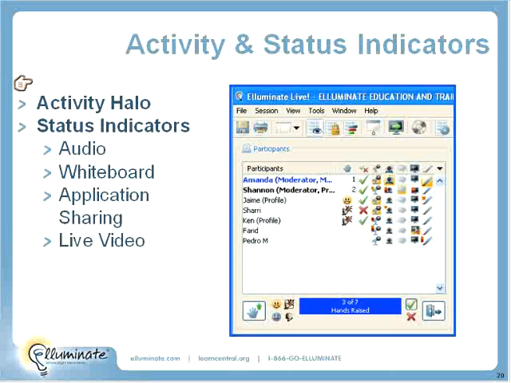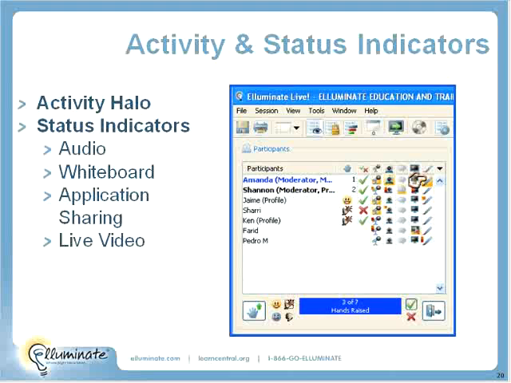Let's talk about the activity and the status indicators. First, the activity halo, and then the status indicators. The activity halo, this is the yellow. This tells you that these microphones are turned on, that this video webcam is turned on, that this person is typing in the chat, that this individual is application sharing, and that this individual is using the whiteboard tools.